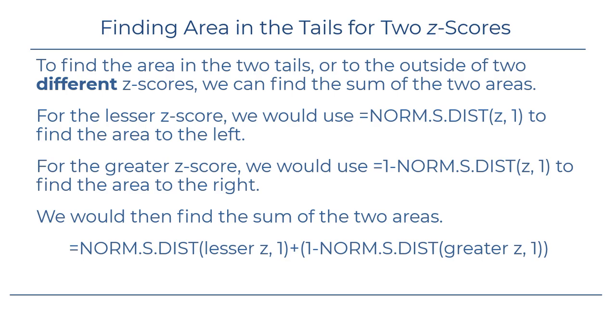So let's talk about finding the area in the tails for two z-scores. So again, for the lesser z-score, we're going to use NORM.S.DIST z, comma 1, which is going to give us the area to the left. For the greater z-score, we want the area to the right, so we're going to use 1 minus NORM.S.DIST, greater z-score, comma 1, and then we're just going to add those together. So let's take a moment to set up our spreadsheet.